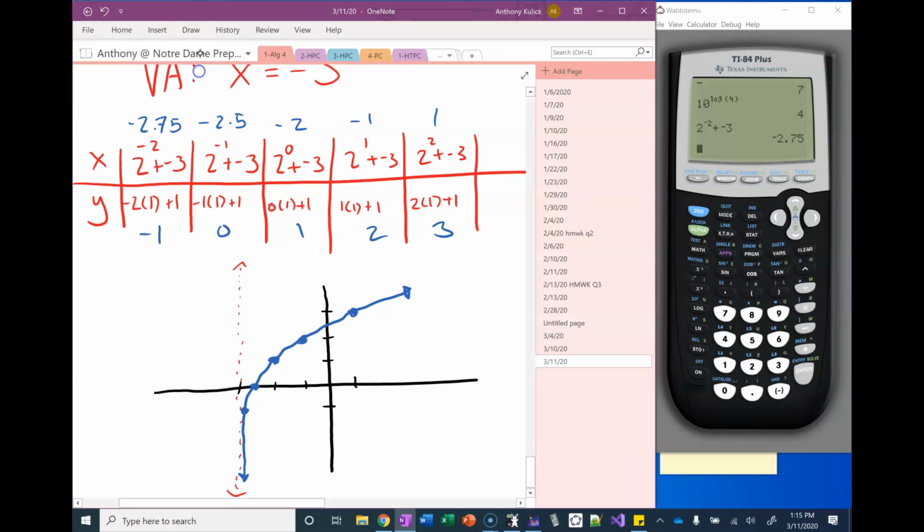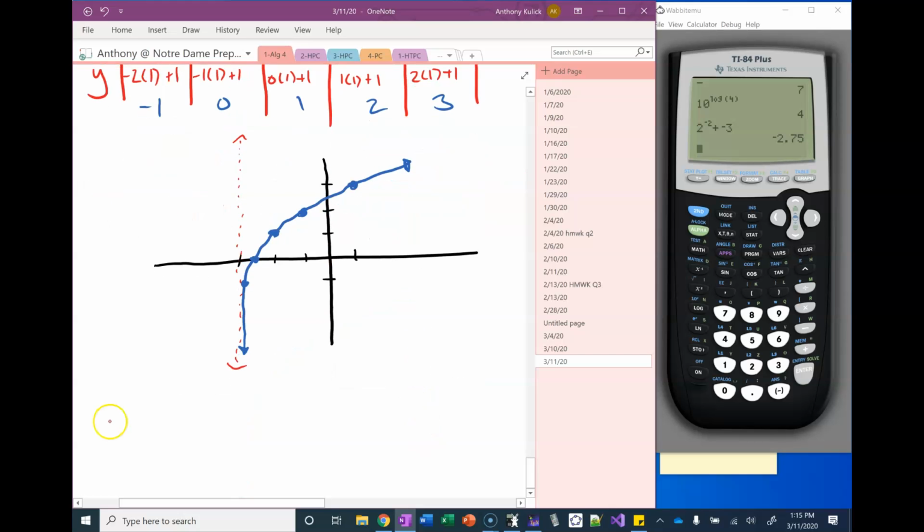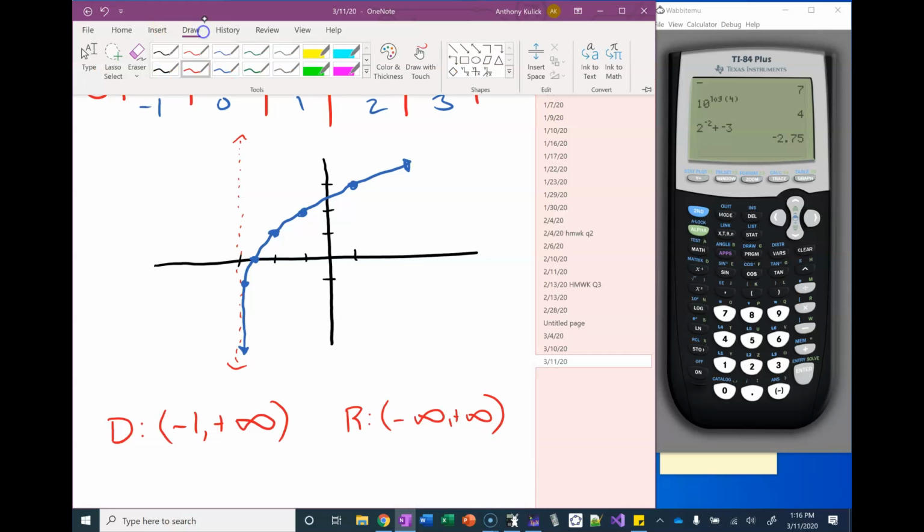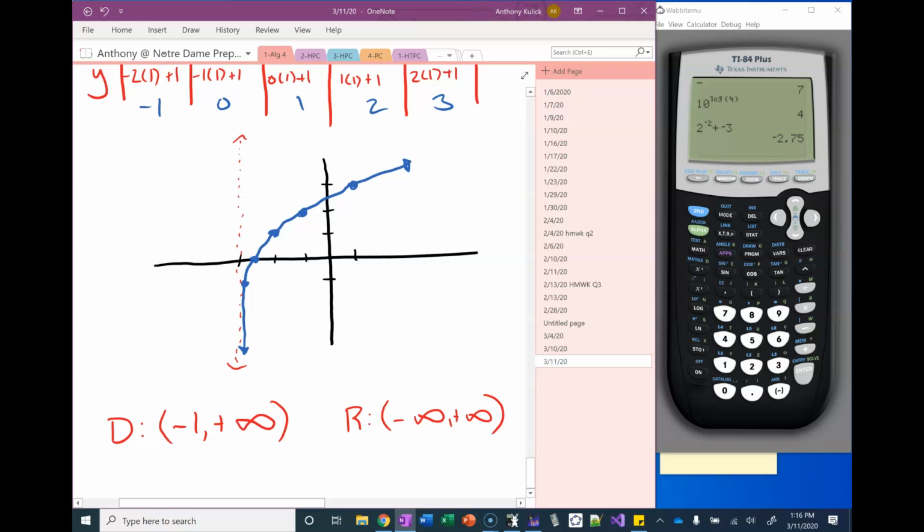The last thing I'm going to do is write the domain and range. So remember, the domain is h to positive infinity, and the range is always all real numbers. What do you guys think? Hopefully that doesn't feel too bad.